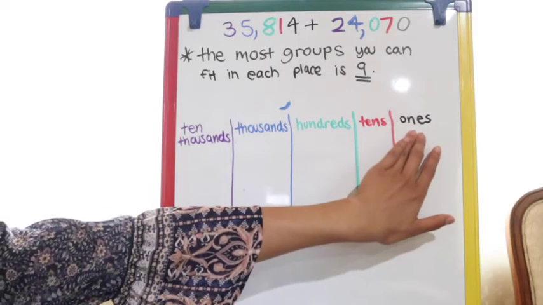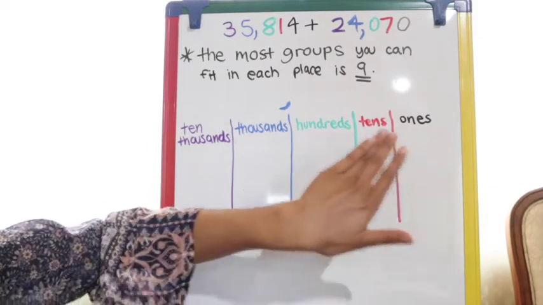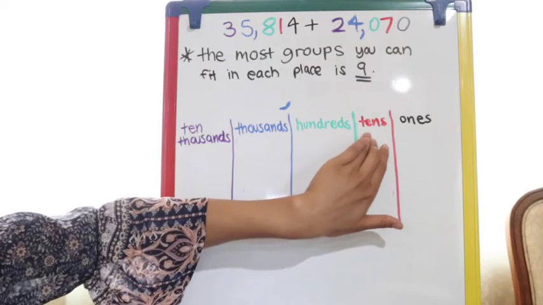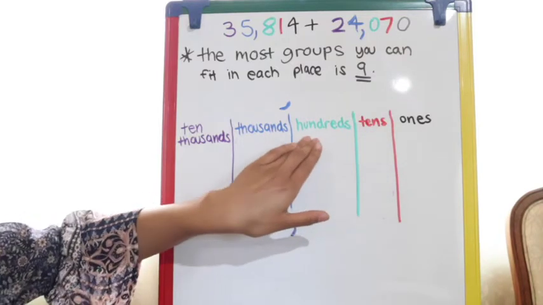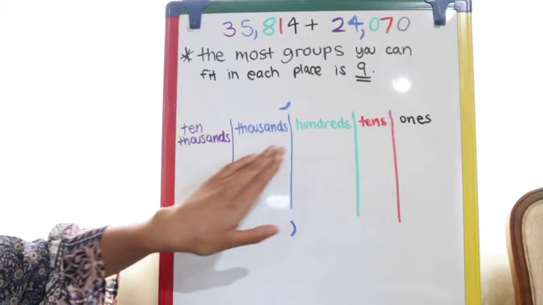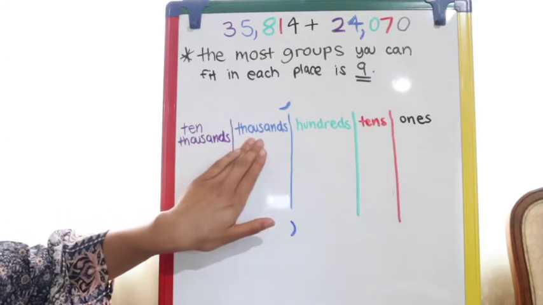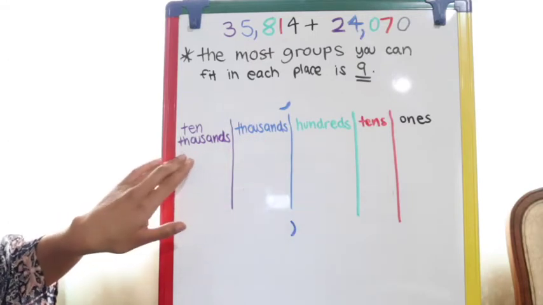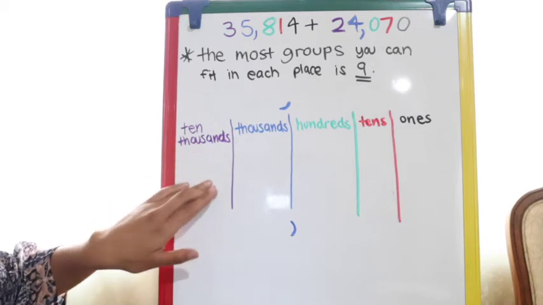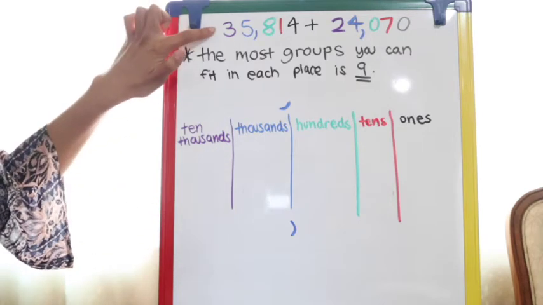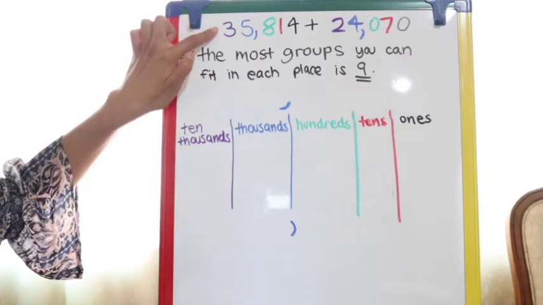In black, all the way to the right, we have the ones place. In red, the tens place. Next to that, in green, the hundreds place. In blue, the thousands place. And lastly, in purple, the 10,000s place. Up above are the numbers that we're going to be adding today.